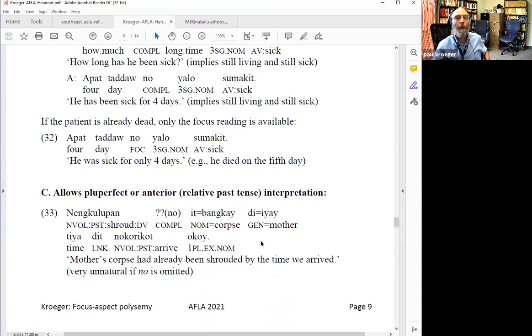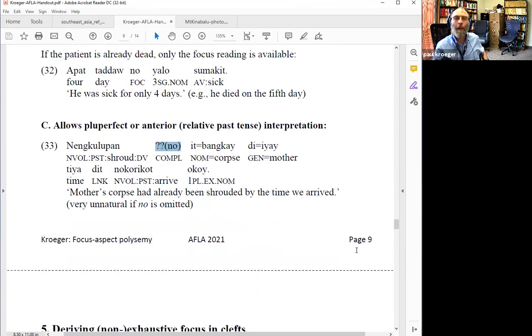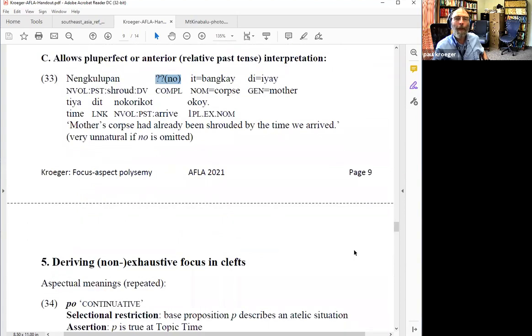Third, it allows a relative past tense or pluperfect interpretation. Mother's corpse had already been shrouded by the time we arrived. The "had been shrouded," past in the past, requires the na particle to make that work. So these are all common features of perfects in English and other languages.